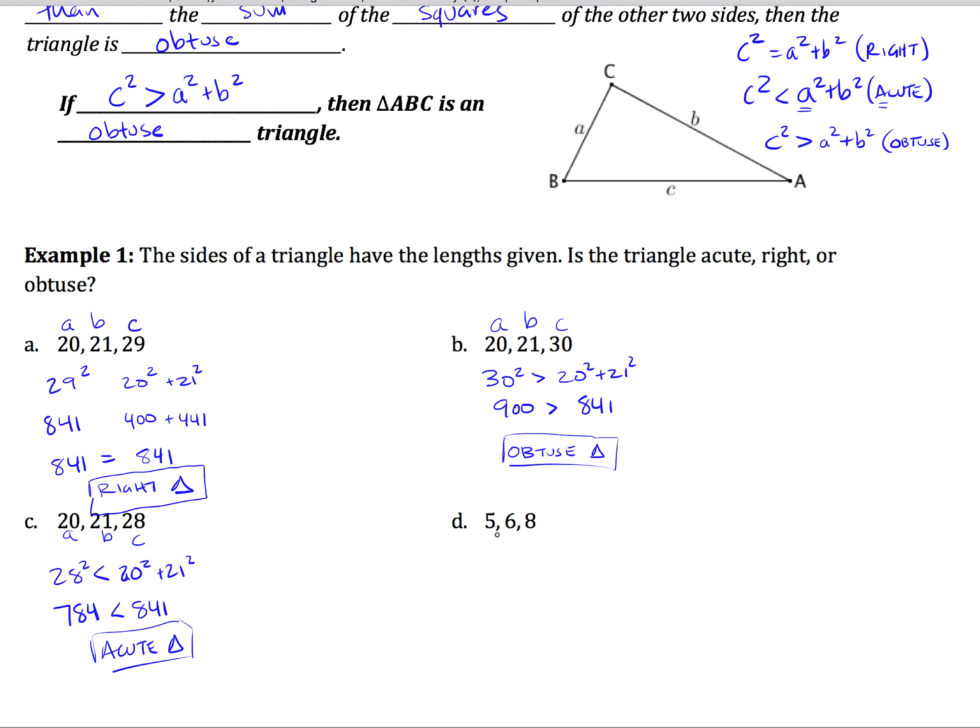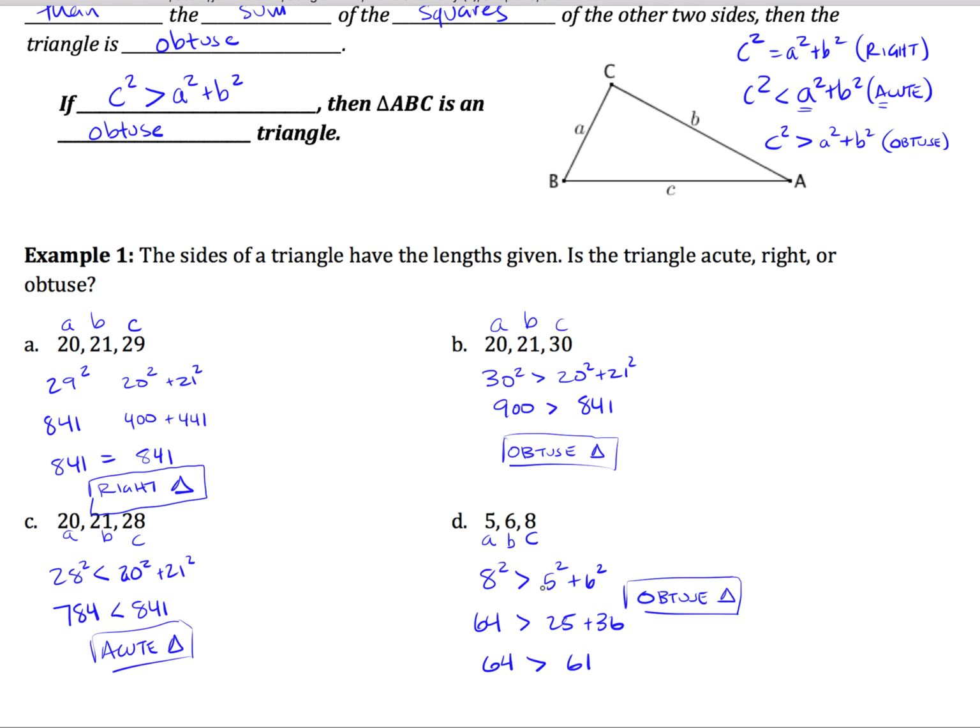Okay, now let's take a look at this. 5, 6, and 8. The biggest one is 8, so that's got to be our C. The other two can be A and B. So we're going to compare 8 squared to 5 squared plus 6 squared. Now we know 8 squared is going to be 64, 5 squared will be 25, and 6 squared will be 36. If I add 25 and 36, that's going to give me 61. So now I have 64 compared to 61. The 64 is bigger, so that means my C squared was bigger. So again, I am looking right here at an obtuse triangle.